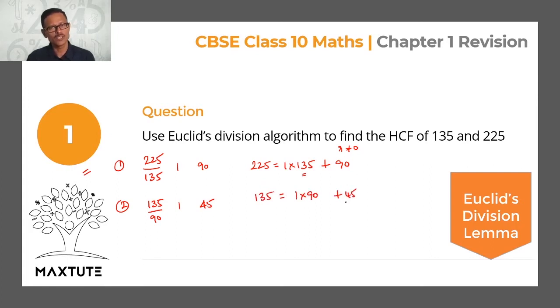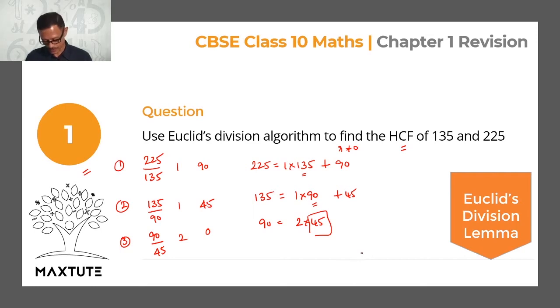The remainder is not 0. We repeat this step. We take the divisor of this step, which is 90, and divide it by the remainder of this step, making that the divisor. 90 divided by 45, the quotient is 2 and the remainder is 0. If it becomes 0, that's the step at which we stop. So 90 is equal to 2 times 45. What is our objective? We need to find out the HCF of these two numbers. The HCF is nothing but the divisor of the last step, the step in which your remainder became 0. So the HCF of 135 and 225 is equal to 45.